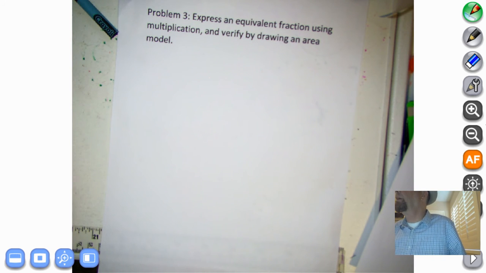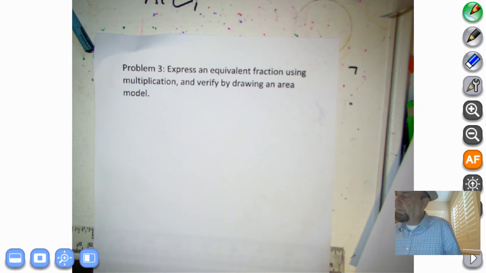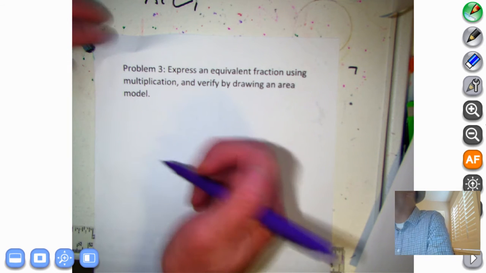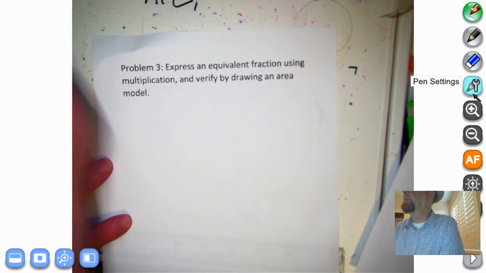What we're going to do is express an equivalent fraction using multiplication, verified by drawing an area model. Kind of like what we did before, and we can do it again. Why not?